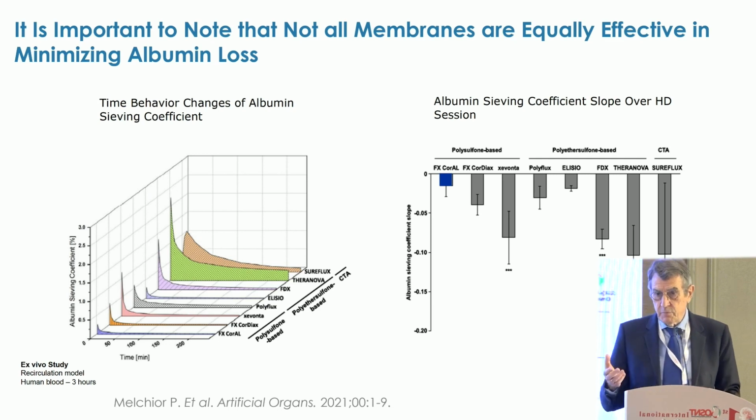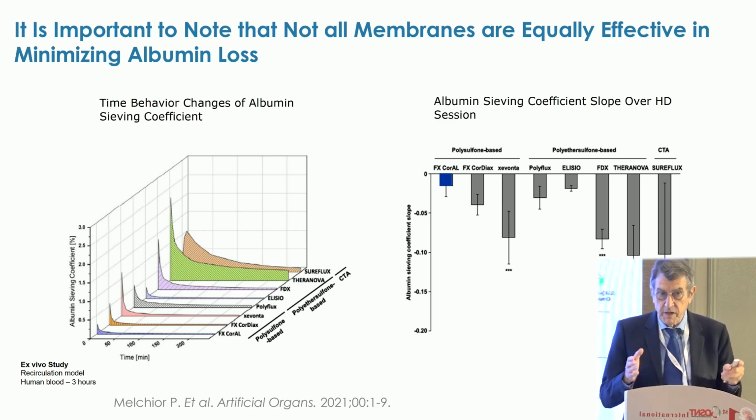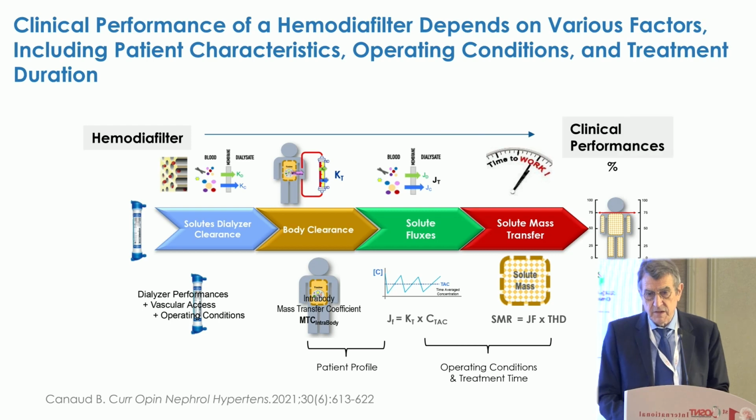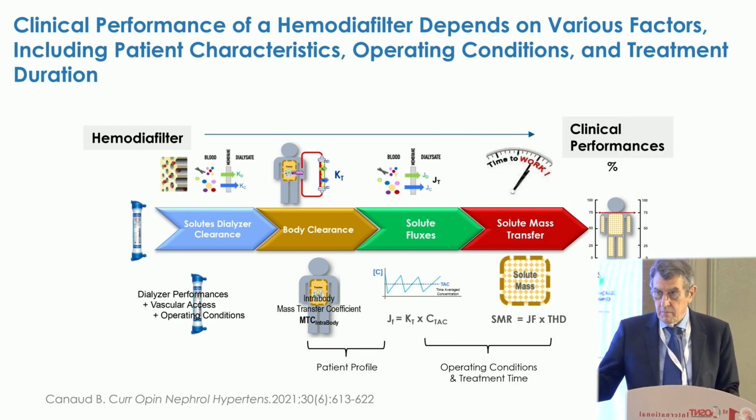And again, the last point is to reduce albumin loss. Different types of membrane were tested in this ex vivo study to show that you need to select the right membrane to do the hemodiafiltration, to be efficient on the removal of beta-2M or different molecules, but to prevent albumin loss. So not all the membranes fit with this high convective volume. And the last point to understand is, of course, the dialyzer membrane, but clinical performance is a long way to go.